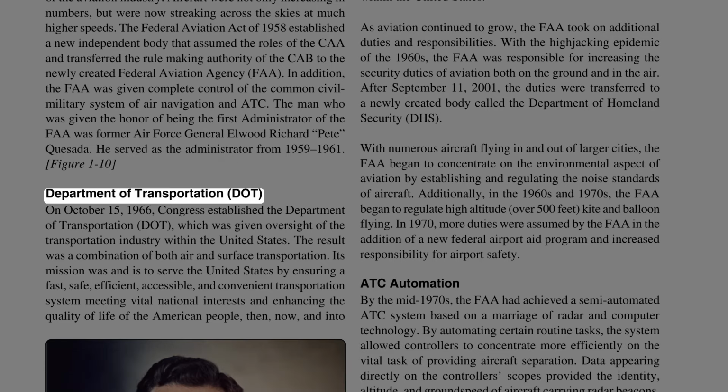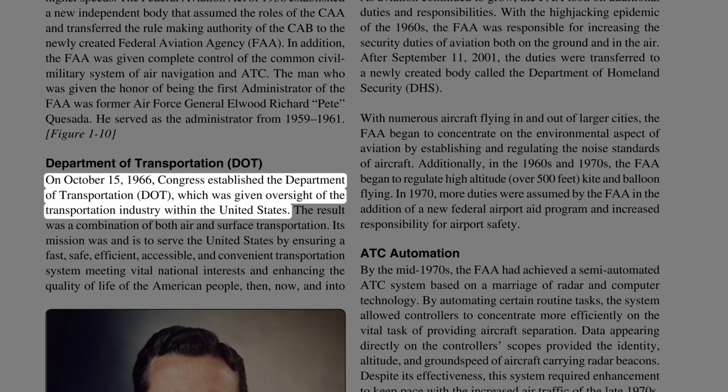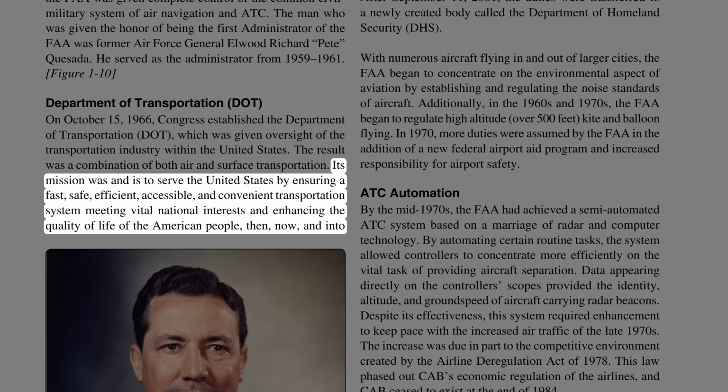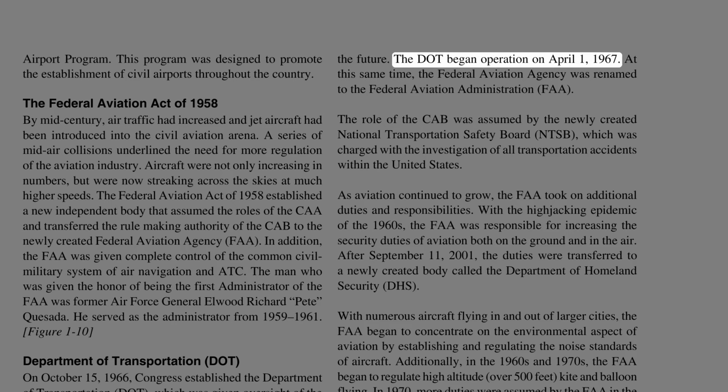Department of Transportation. On October 15, 1966, Congress established the Department of Transportation, which was given oversight of the transportation industry within the United States. The result was a combination of both air and surface transportation. Its mission was and is to serve the United States by ensuring a fast, safe, efficient, accessible, and convenient transportation system meeting vital national interests and enhancing the quality of life of the American people, then, now, and into the future. The DOT began operation on April 1, 1967.